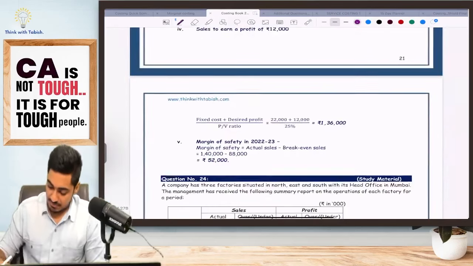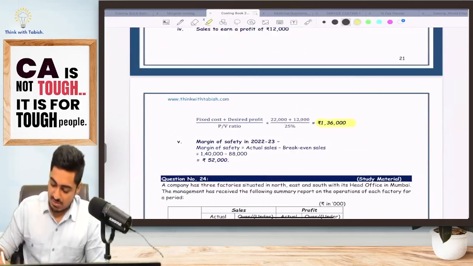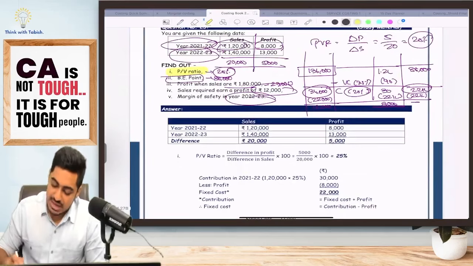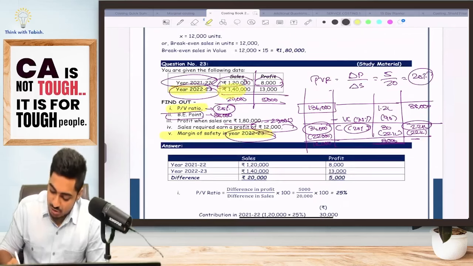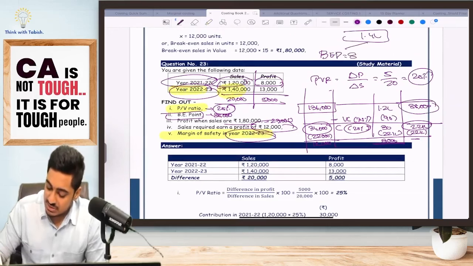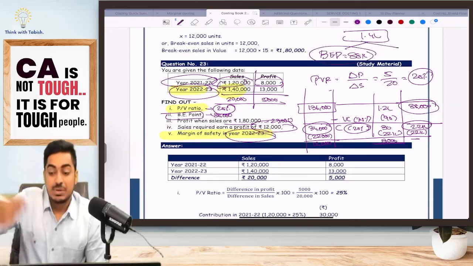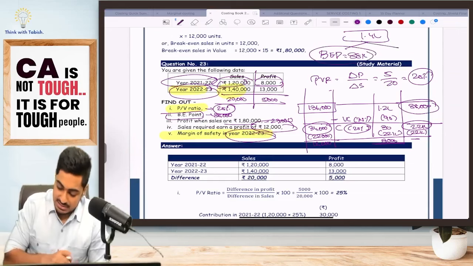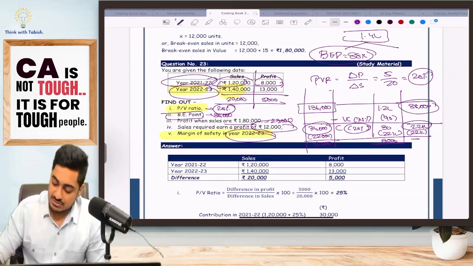Perfect. Look at this, everyone. 1,36,000. Final thing the question is asking is margin of safety for 22-23. 22-23 total how much sale I did? So total 1,40,000 sale we did. In that, do I know my BEP sale? Yes, sir. We already calculated. BEP is 88,000. That means after BEP, how much more sale I did? Yes, 1,40,000 minus 88,000. Margin of safety is going to be 52,000.